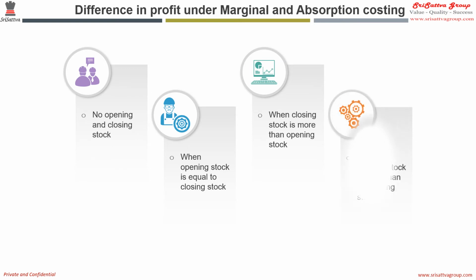When opening stock is more than the closing stock. In other words, when production is less than the sales, profit shown by marginal costing will be more than that shown by absorption costing. This is because a part of fixed cost from the preceding period is added to the current year's cost of goods sold in the form of opening stock.